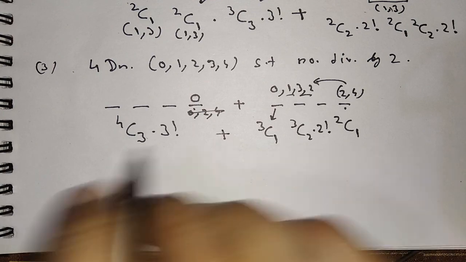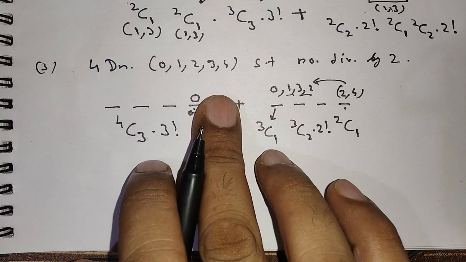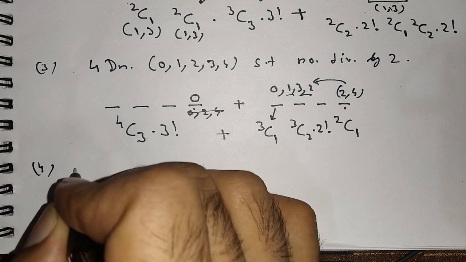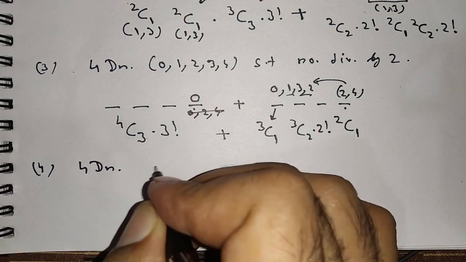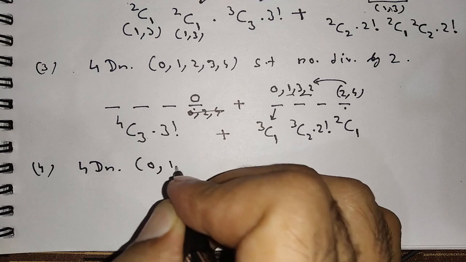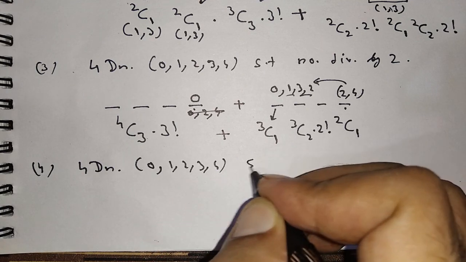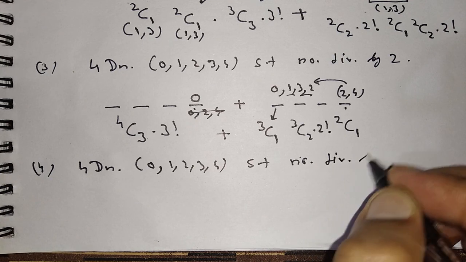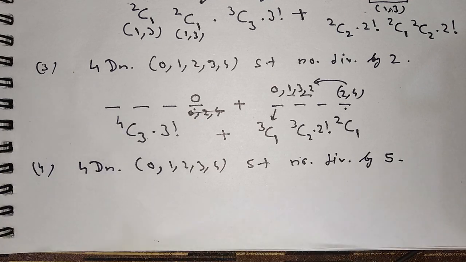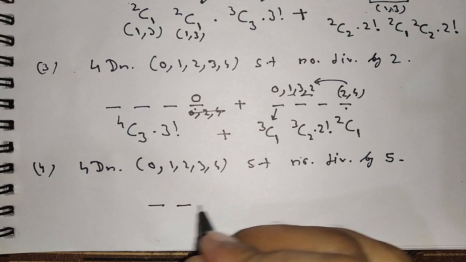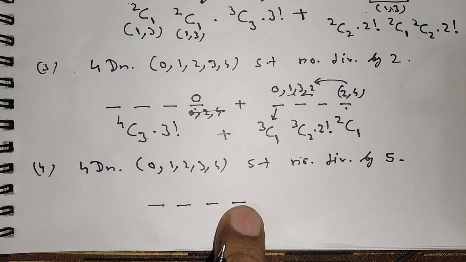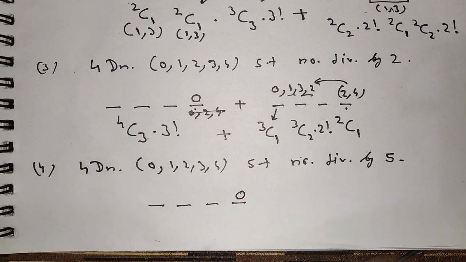So summation of these two will give the 4-digit number divisible by 2. Same question: if we choose a 4-digit number using digits 0, 1, 2, 3, 4 such that the number is divisible by 5. Now this is a little simpler than the above question. A number is divisible by 5 only and only when 0 will be the last digit. So 0 is fixed here.